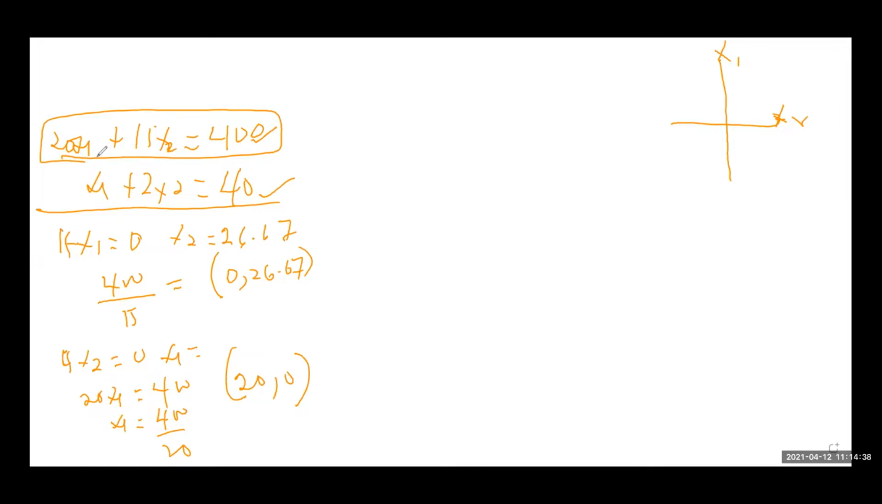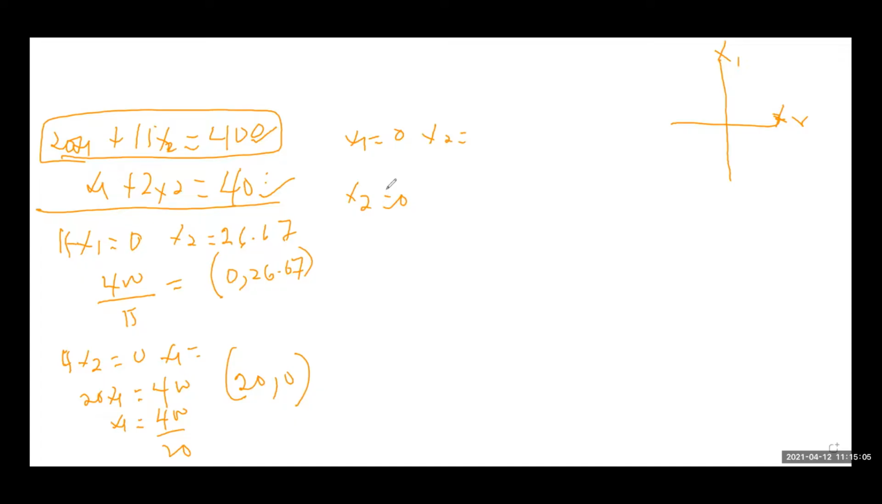I use the same assumption for this because I need the coordinates here. What I do is if x1 is 0, x2 will be 40 divided by 2. So x2 respectively. Then if x2 is also 0, what would be x1?